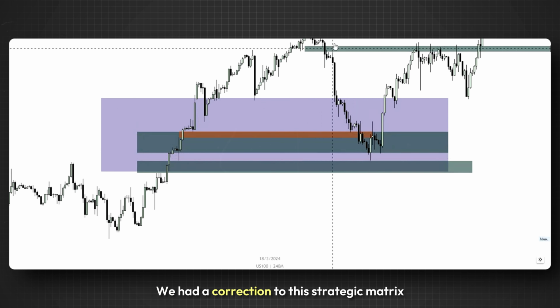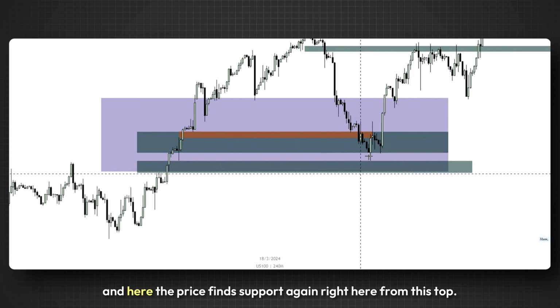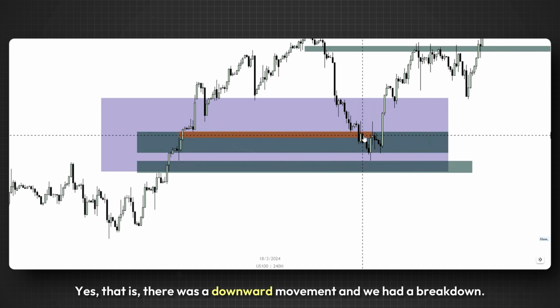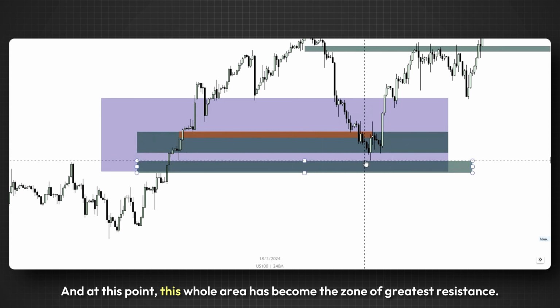We had a correction to this strategic matrix, and here the price finds support, right here from this top. There was a downward movement and we had a breakdown. At this moment, we realize that this zone gives a reaction. And here we have, as I said, an element of smart money. And this whole area has become the zone of greatest resistance.